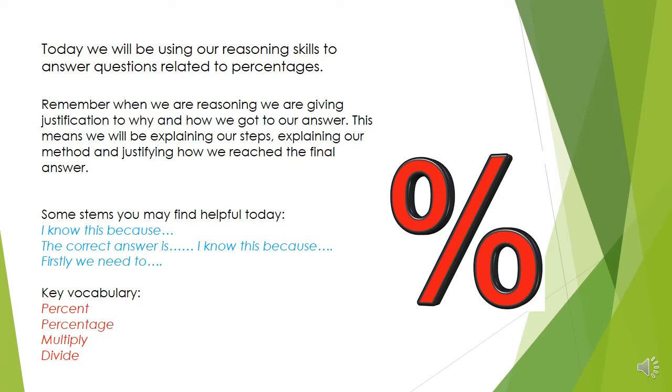So remember back to class when we're doing reasoning, our answer needs to be describing and telling me how you got to the answer. We can't just write things such as, I know this because I worked it out. That's not reasoning. We're going to use our mathematical knowledge and our mathematical vocabulary to write our answer. And to help you with that, I've put some stems on the board here today and some key vocabulary so you know how to spell those words.